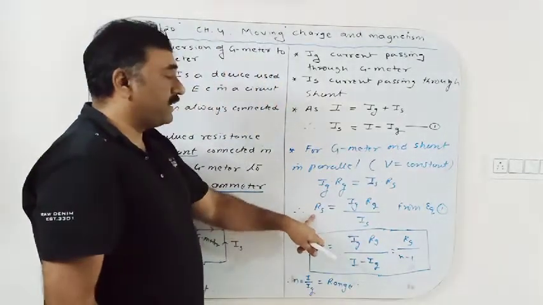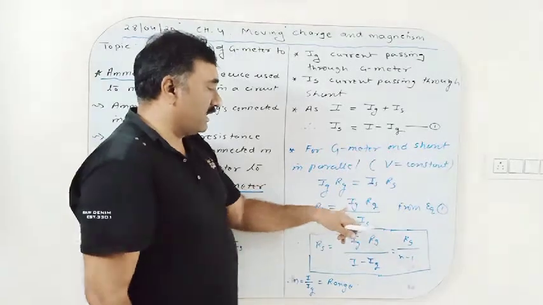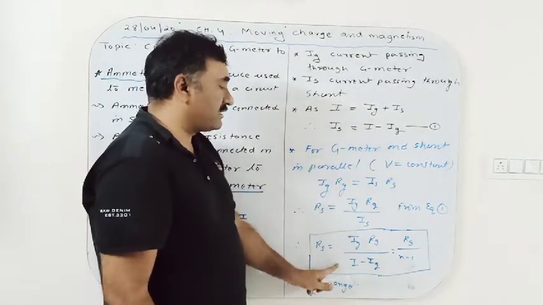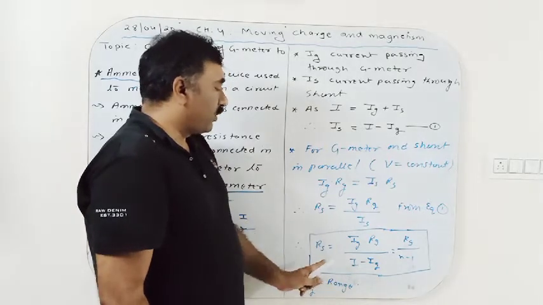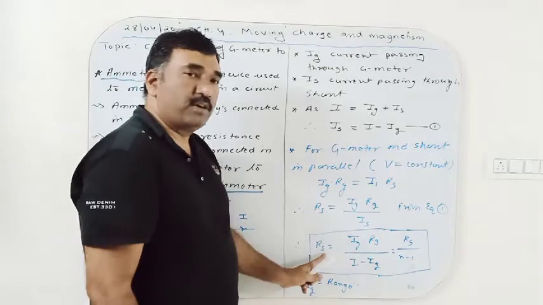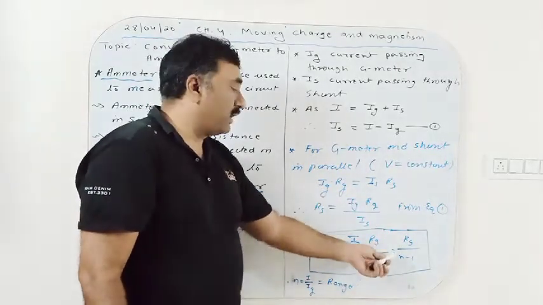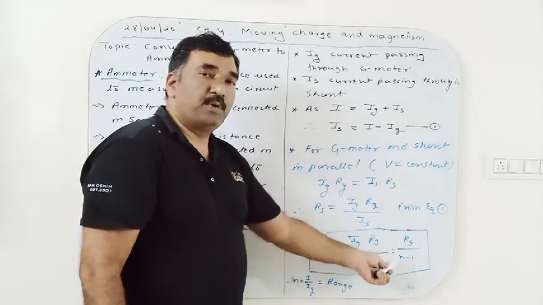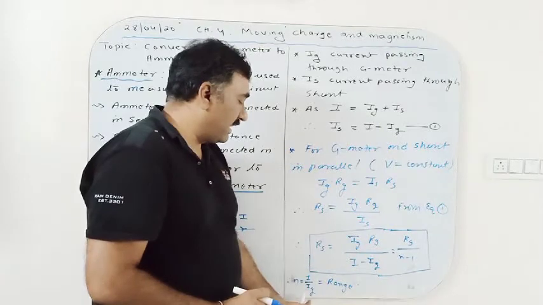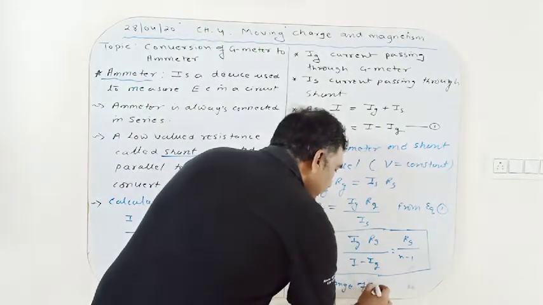We want to find out the value of the resistance of the shunt. So Rs is Ig into Rg upon Is, and what is the value of Is? I minus Ig. So the formula for the shunt is Rs equal to Ig into Rg upon I minus Ig, and we can also convert this formula in terms of range: Rs equals Rg upon n minus 1. But what is n? n is I divided by Ig. This is the range of the galvanometer.